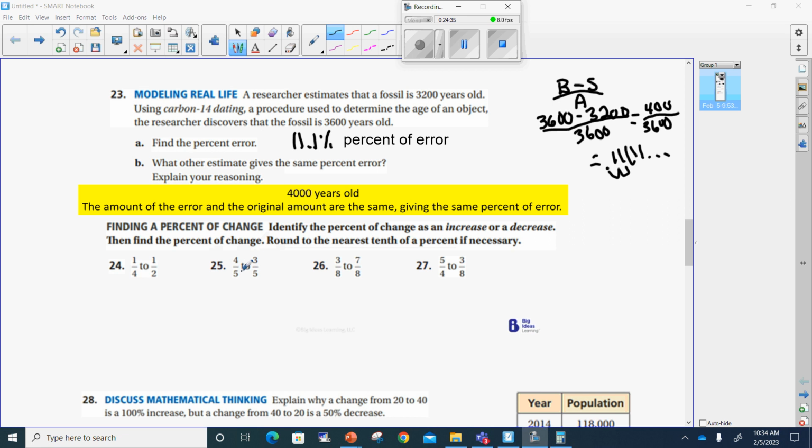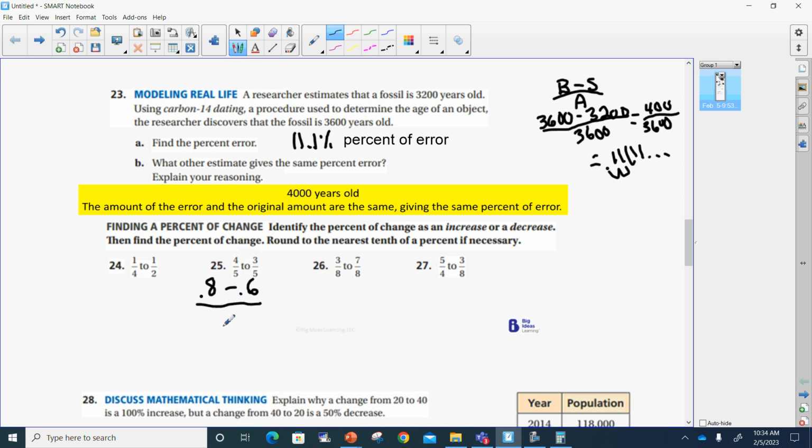I know that 4 over 5 is 4/5, and 4/5 is 0.8. And I know that's bigger than 3/5 because they both have the same denominator. I'm going by the numerator. 3/5 is 0.6. So I would take 0.8 minus 0.6, and then I would divide it by the original 0.8. Well, I know 0.8 minus 0.6 is going to give me 0.2. Now I have 0.2 divided by 0.8.